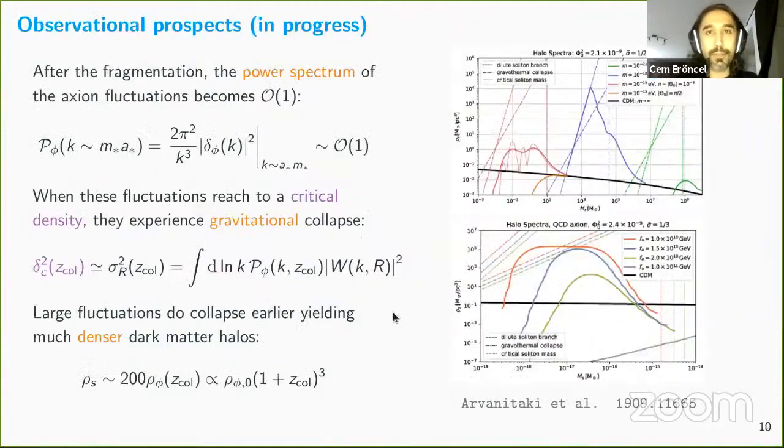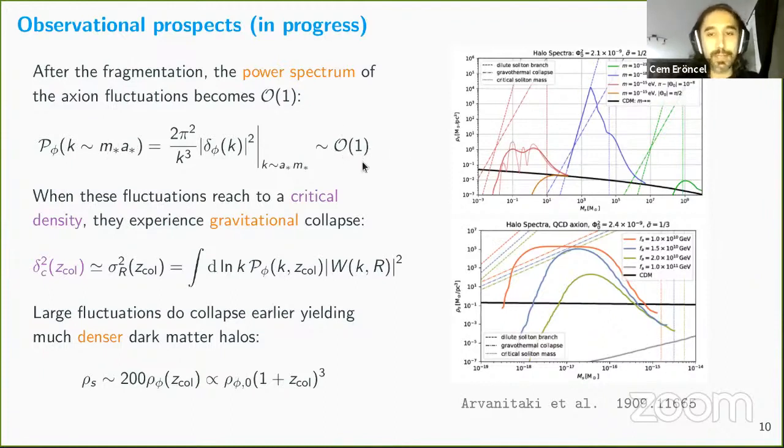So what are the observational prospects of this mechanism? This is still a work in progress, so unfortunately I won't be able to show you concrete results, but we have a good understanding of what we can expect. When you calculate the power spectrum of axion fluctuations right after the fragmentation, you find that for some momentum modes, which are of the order of the axion mass at trapping, the power spectrum becomes order 1.